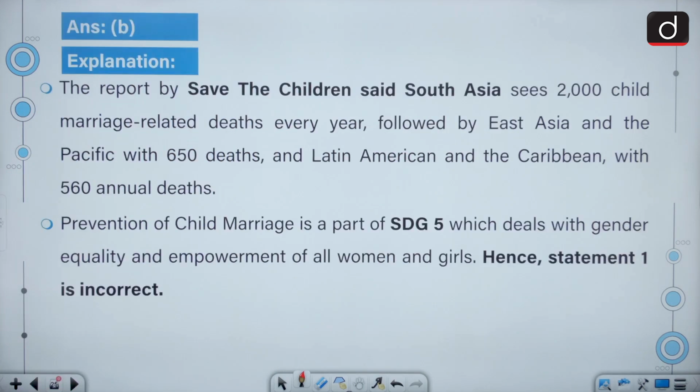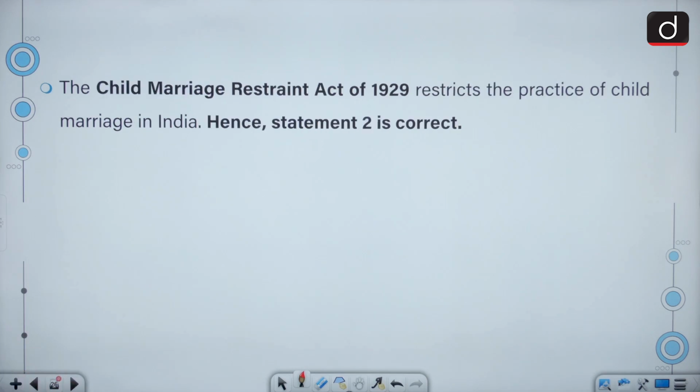The report by Save the Children said South Asia sees 2,000 child marriage related deaths every year, followed by East Asia and the Pacific with 650 deaths, and Latin America and the Caribbean with 560 annual deaths. Prevention of child marriage is a part of Sustainable Development Goal number 5, which deals with gender equality and empowerment of all women and girls. The Child Marriage Restraint Act of 1929 restricts the practice of child marriage in India.